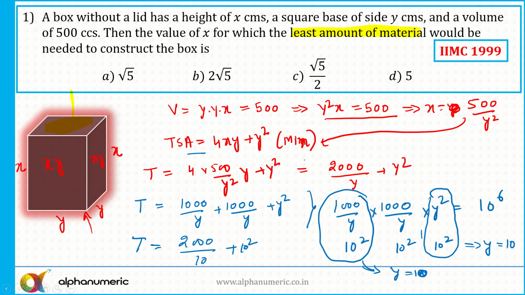But the question is not the total surface area. I need to find out the value of x here. So we know that y is equal to 10. So if y is equal to 10, you can substitute the value of y in this equation.